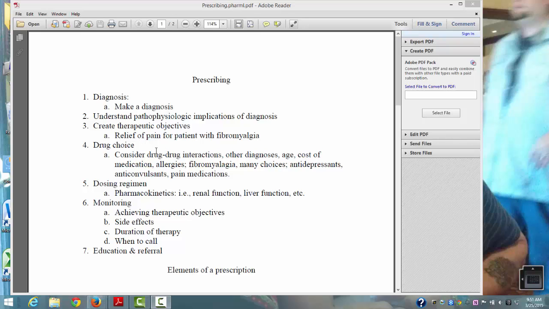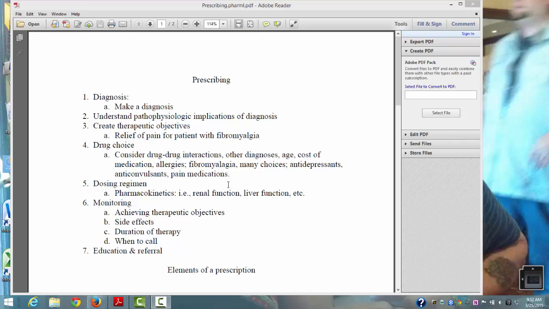Then you have to come up with a medication choice. So you're going to have to consider drug-drug interactions, other diagnoses, age, cost of the medication, allergies, and fibromyalgia. There are many choices: antidepressants, anticonvulsants, pain medications like tramadol, gabapentin. You have Lyrica, which is pregabalin. So there's a lot of options here.